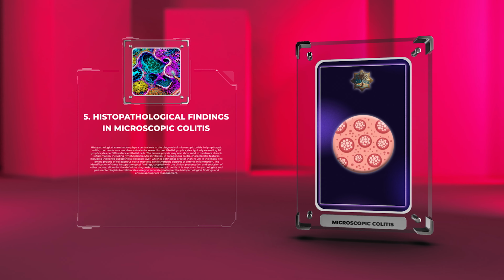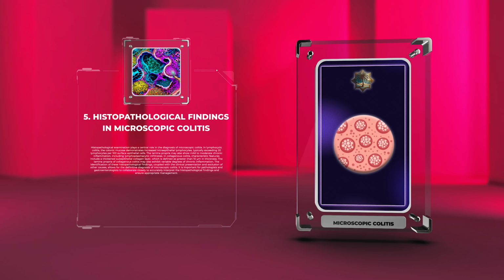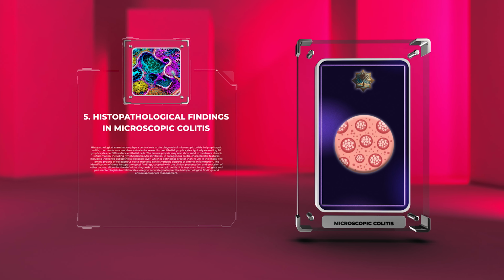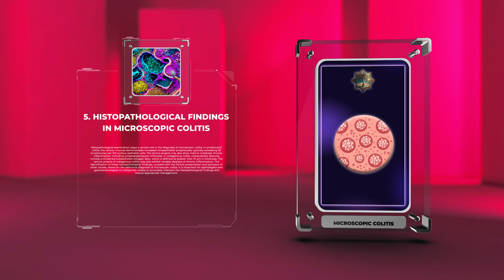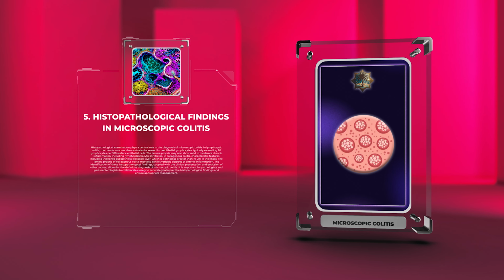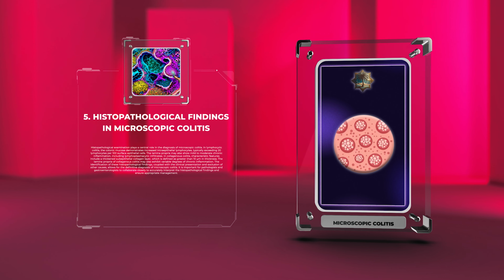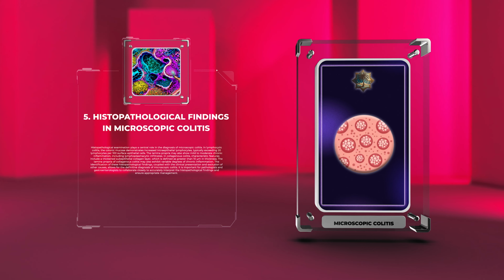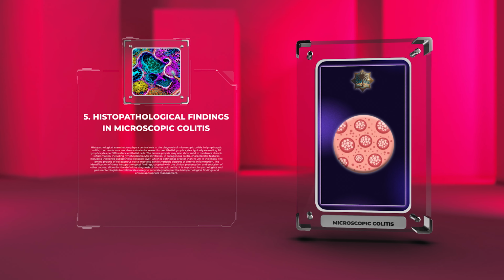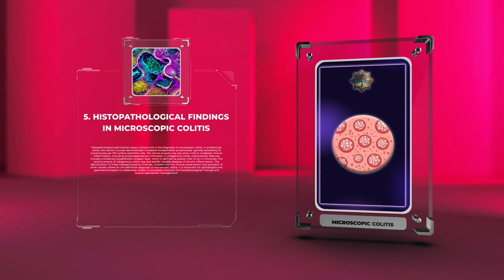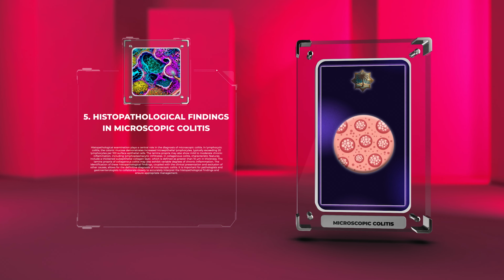In lymphocytic colitis, the colonic mucosa demonstrates increased intraepithelial lymphocytes, typically exceeding 20 lymphocytes per 100 surface epithelial cells. The lamina propria may also show mild to moderate chronic inflammation, including lymphoplasmacytic infiltrates. In collagenous colitis, characteristic features include a thickened subepithelial collagen layer, which is defined as greater than 10 μm in thickness. The lamina propria of collagenous colitis may also exhibit variable degrees of chronic inflammation.